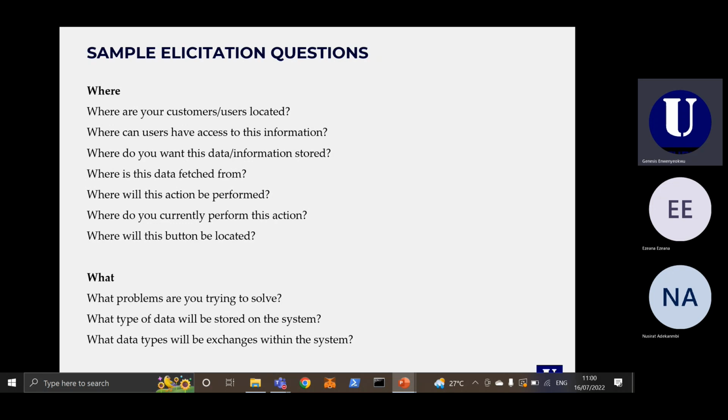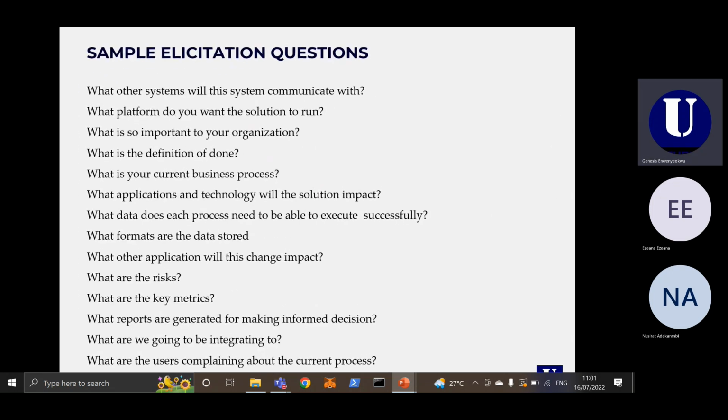Then we have the what questions. In terms of what problems are you solving? What type of data will be stored on the system? What data types will be exchanged within the system, right? What other systems will this system communicate with? What is the definition of done? What is your current business process? What is important to your organization? What are your key metrics? What reports are generated for making informed decisions? What are we going to be integrating to? And what are users complaining about?